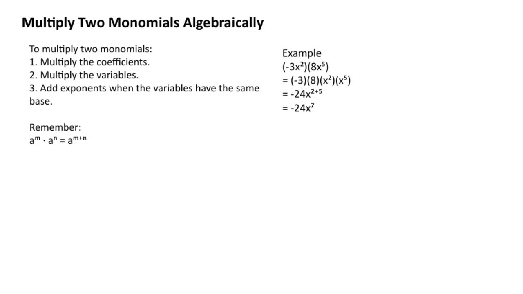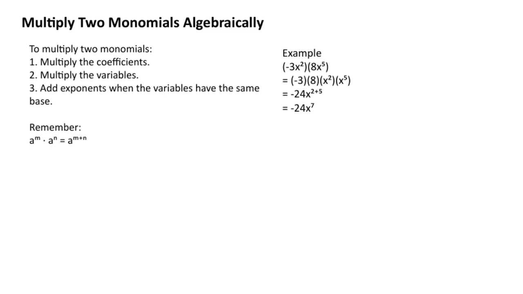Let's walk through this example to see how we multiply two monomials step by step. We start with minus 3x^2 multiplied by 8x^5. To make it clearer, we break it down into parts. First, multiply the coefficients, which are minus 3 and 8. That gives us minus 24. Next, we multiply the variables, which are x^2 and x^5. Since the bases are the same, we keep the base and add the exponents. So 2 plus 5 equals 7, making it x^7. Putting it all together, we get minus 24x^7.